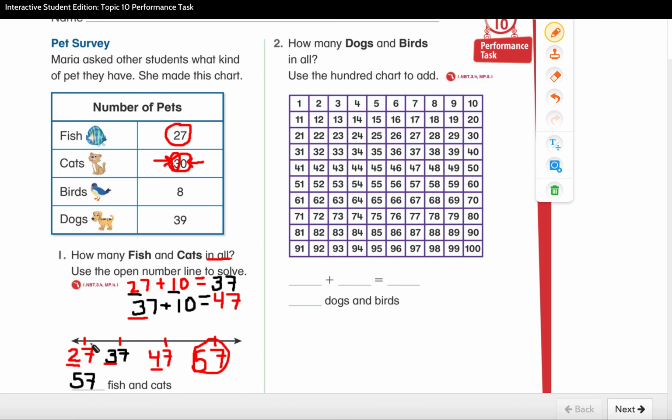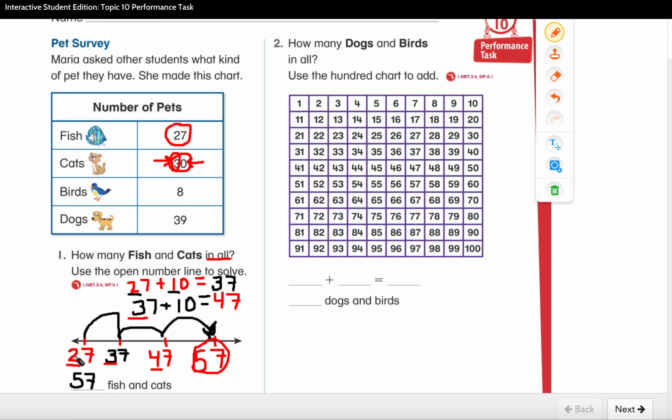And we can double check. So we went 27 plus 10, 20, 30. Good. So once again, why did we choose 27 to start with and not 30?